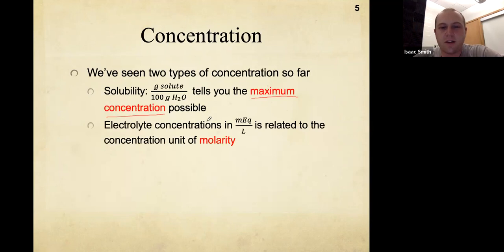And we've also talked about electrolyte concentrations, where we've calculated milliequivalents per liter, and it's related to the concentration unit of molarity, which is what we're about to talk about. So in equivalents, one equivalent is 1 mole of positive or 1 mole of negative charge.